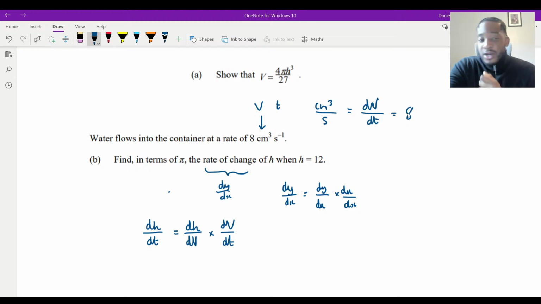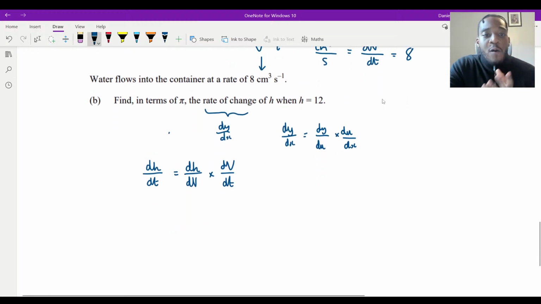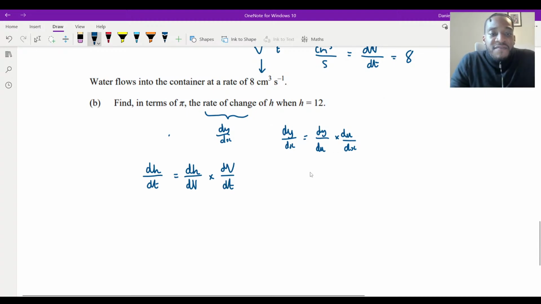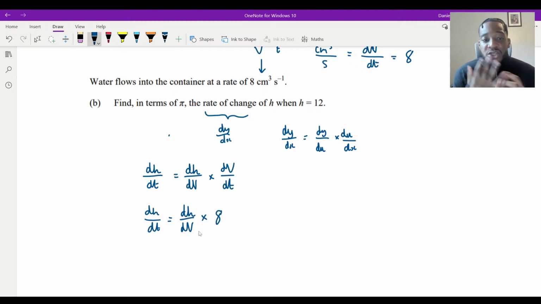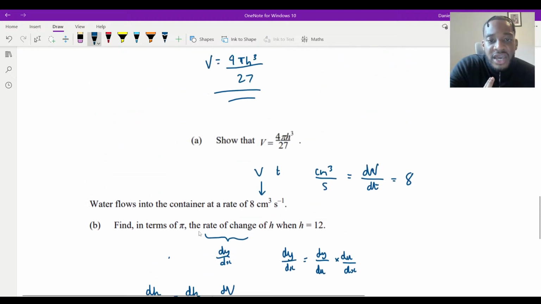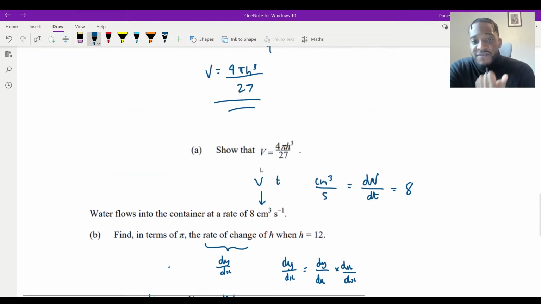All right. So now we need to just figure out what dh by dv is and dv by dt. To be fair, we know what dv by dt is. It's 8. So dh by dt is going to equal dh over dv multiplied by 8, because we know what that is. Now, what that means is that I need to find a formula that connects the variables h and v. And we did it in part A. Remember, the formula for the volume was 4 pi h cubed over 27. That's v in terms of h.